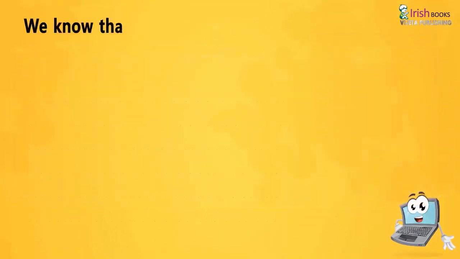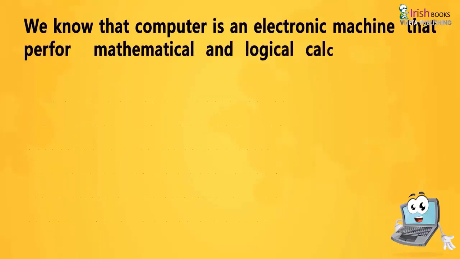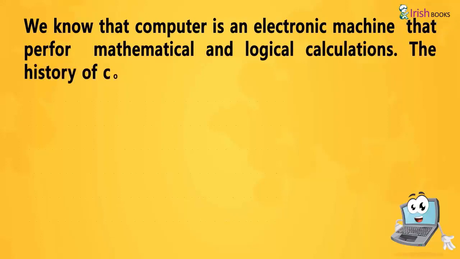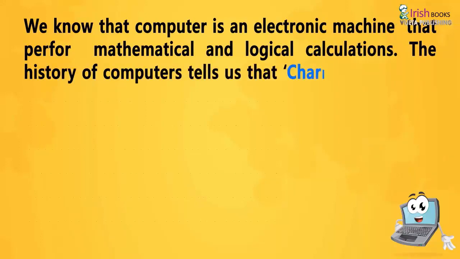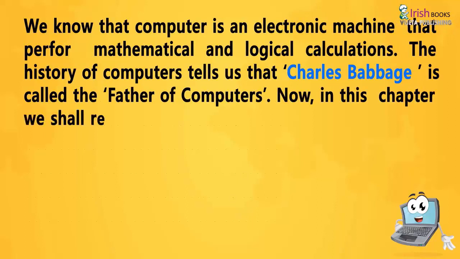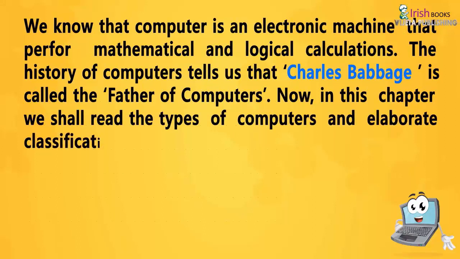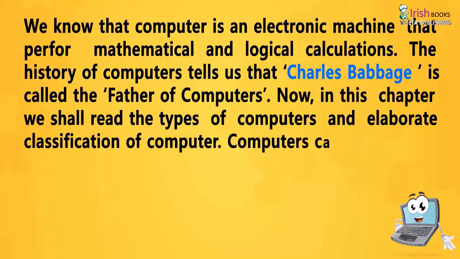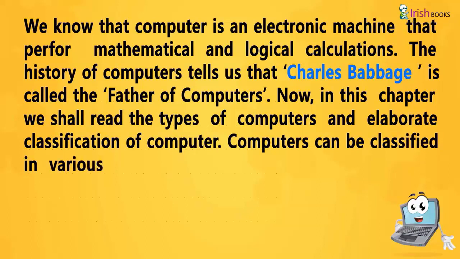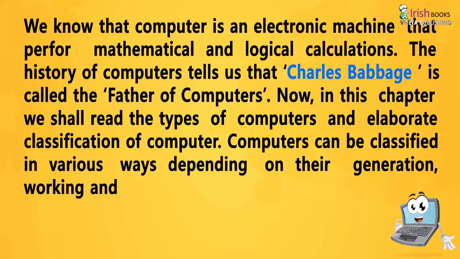We know that a computer is an electronic machine that performs mathematical and logical calculations. The history of computers tells us that Charles Babbage is called the father of computers. Now, in this chapter, we shall read the types of computers and the elaborate classification of computers. Computers can be classified in various ways depending on their generation, working, and brand.